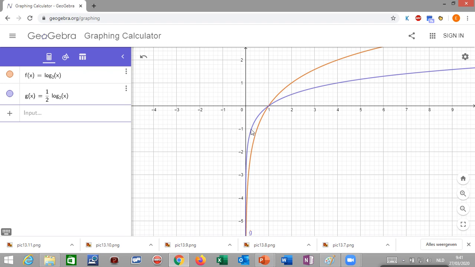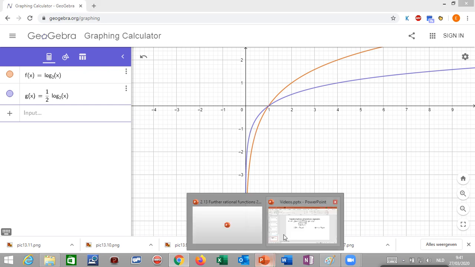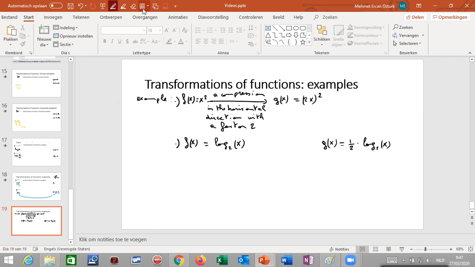So the orange one is minus 1, the purple one is minus a half. The orange one is minus 2, the purple one is minus 1. So here we have a vertical compression with a factor 2. So if we go back, we can describe it as a vertical compression with a factor 2.